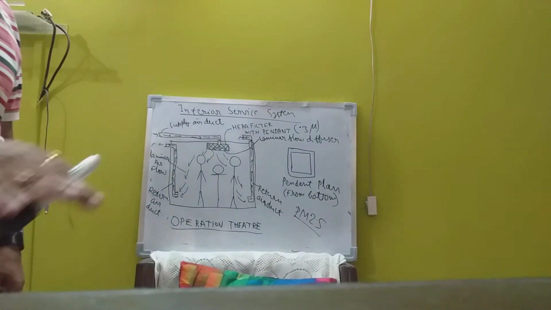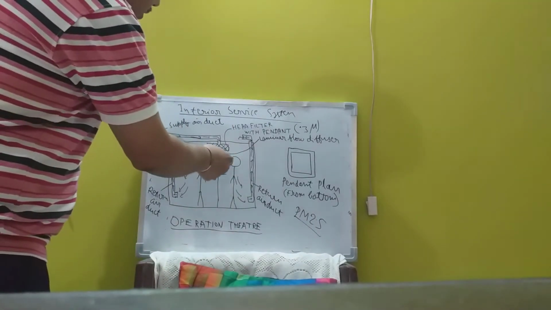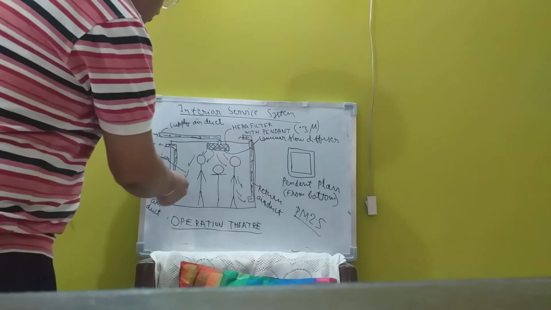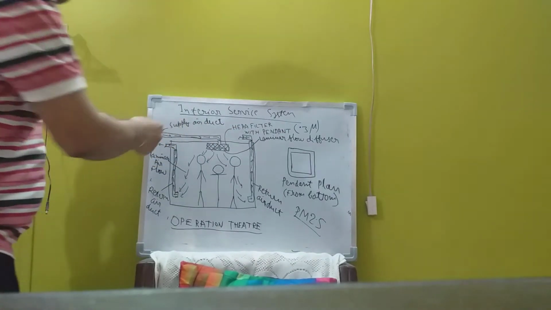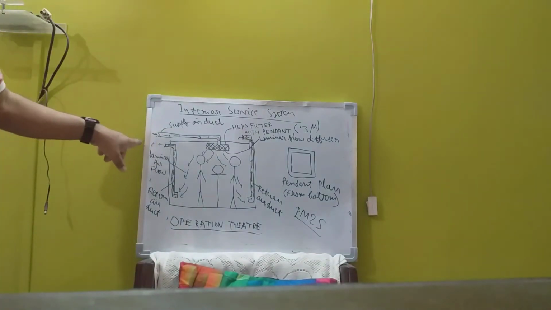Laminar flow means layer-wise flow. It will flow layer-wise, pass through the patient and the doctor, and pass through the return duct. And through the return duct, it will be flowing back to the AHU.